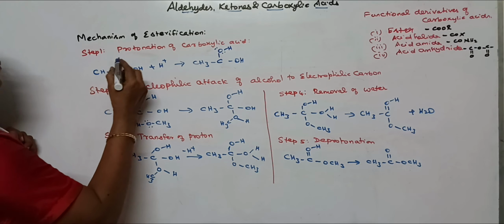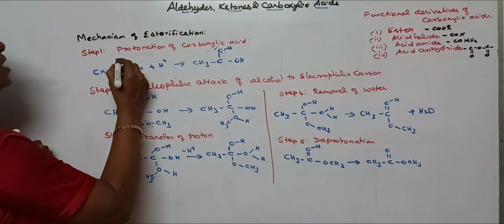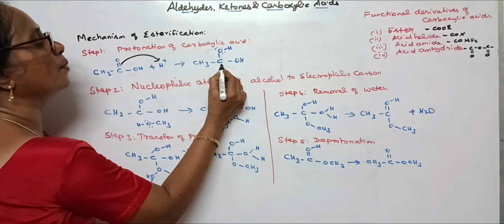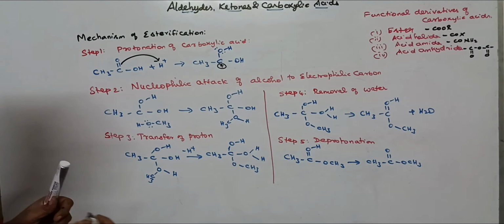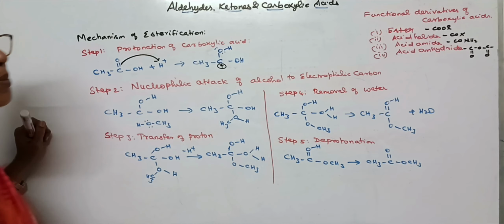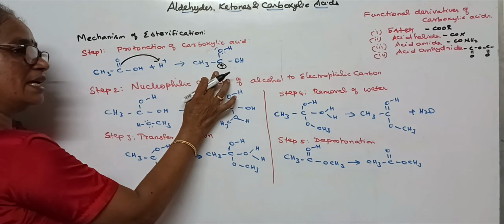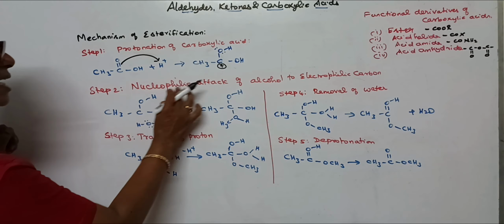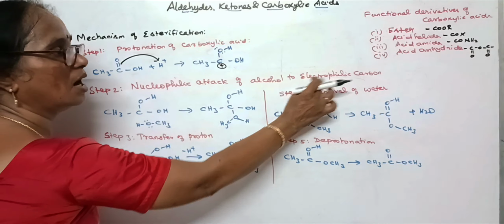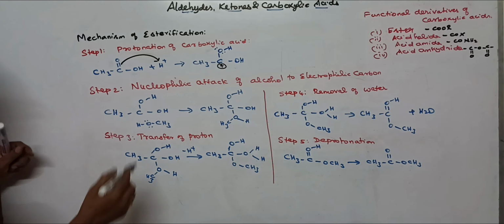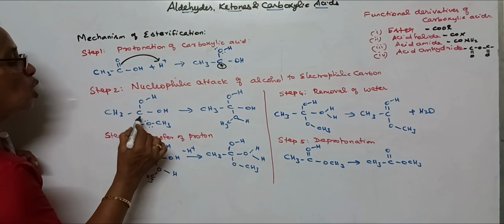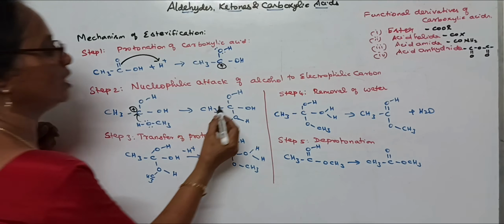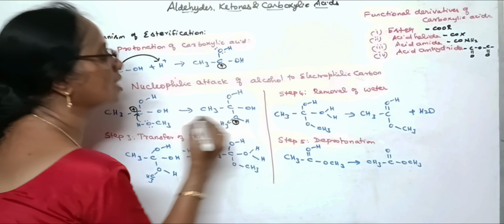In this case, the pi bond of the CO group attracts the proton of sulfuric acid, so we are getting a positive charge over the carbon. This is said to be protonated carboxylic acid. To the positive site, the incoming nucleophile alcohol attacks. So the second step is nucleophilic attack of alcohol to electrophilic carbon. See that this oxygen has two lone pairs, so it attacks that electrophilic site of the carboxyl group. So now the oxygen carries the positive charge.